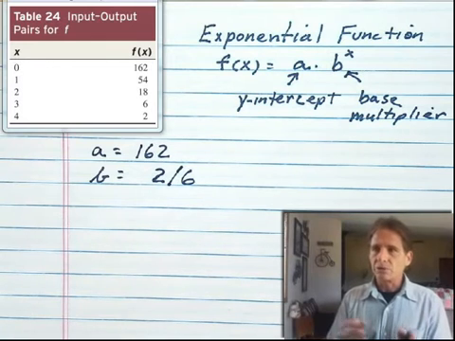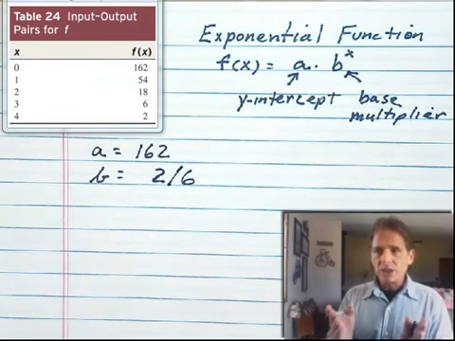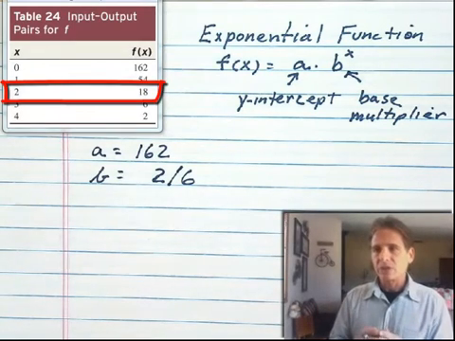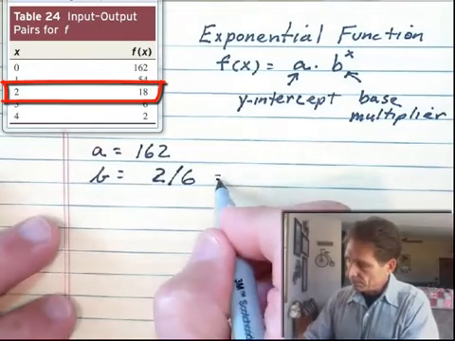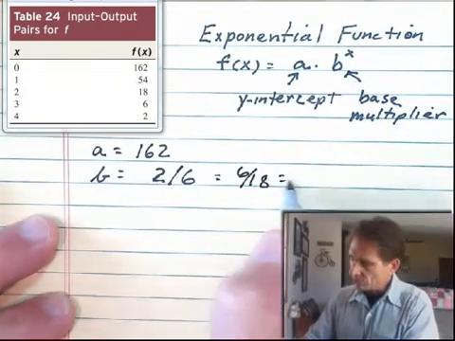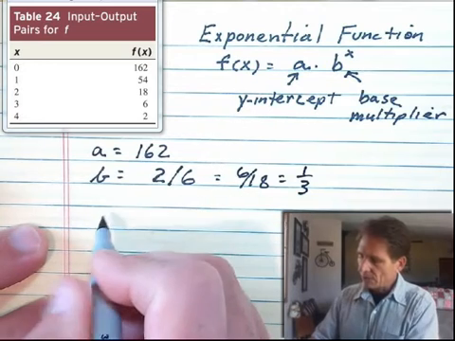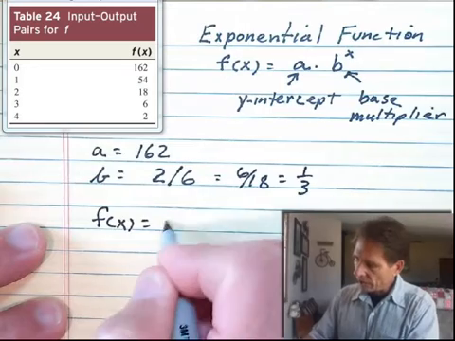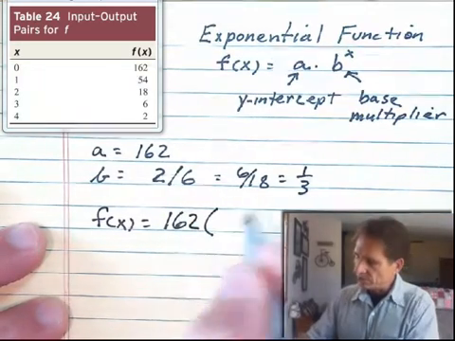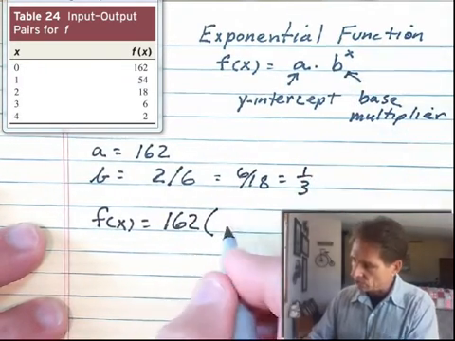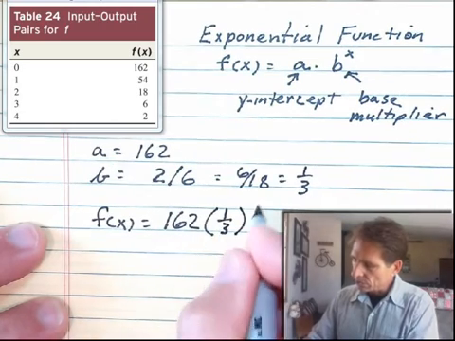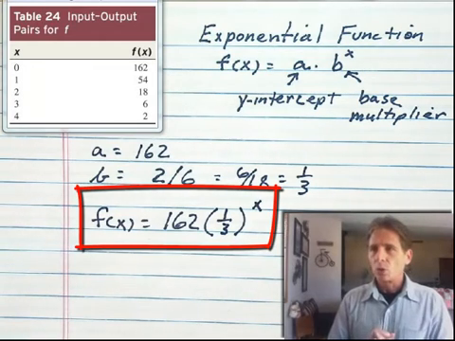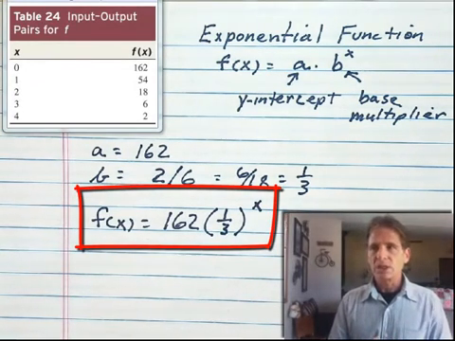Notice it works for other numbers. If I would have started with the point x equals 3, y equals 6, and go backwards, then we would have 6 divided by 18. And all of these, of course, are equal to 1/3. So the equation in this case would be f of x equals a, which is 162. A lot of times they put the b in parentheses, so I'll do it this time. 1/3 to the x. So there you have the equation for that exponential function. Let's take a look at the other table.